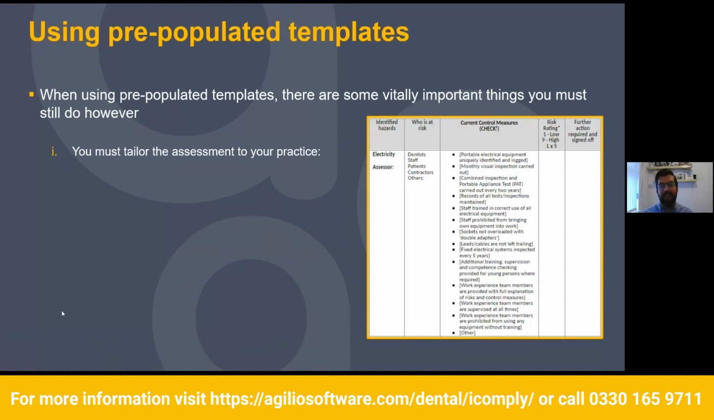It's for you to look and then adapt to your specific working practices and your building layout. So don't take them at face value and go, oh yeah, we're doing all of that, it's fine, I'll leave them in. Make sure you look at them, make sure you scrutinize them, and make sure you adapt them. This is very important from an inspection point of view, because this is what inspectors will look at.